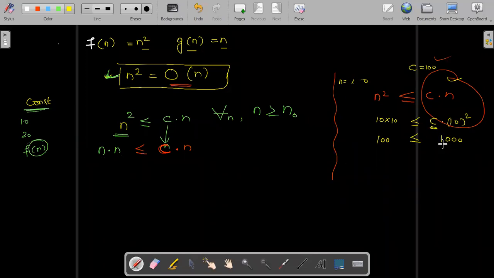Now we are able to prove this is greater, but for every n value, is it possible? Please check that one. For one value, okay. See the definition here, everybody. For all n values, n should be greater than or equal to a constant n naught. We have to prove this one. Already I told you, such that there exist two positive constants. Already I mentioned that, but we have to satisfy this one.